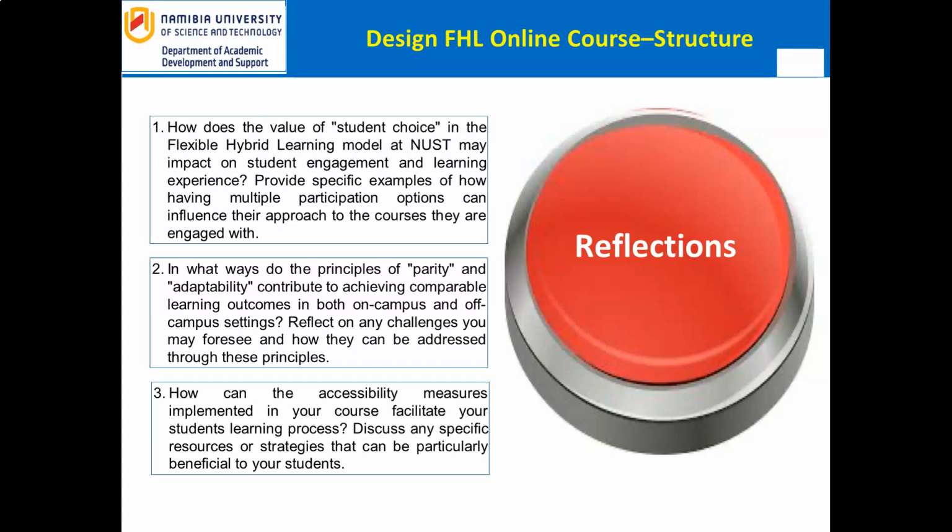3. How can the accessibility measures implemented in your course facilitate your students' learning process? Discuss any specific resources or strategies that can be particularly beneficial to your students. Reflect in writing on these 4 questions using the Gibbs Reflective Cycle Guide, which will be shared with you in this module. Compile your reflection in the e-journal available within the e-learning platform in use in this self-paced online course. Share your reflections with your colleagues at work and also share them on the community of practice space, which will be shared with you.